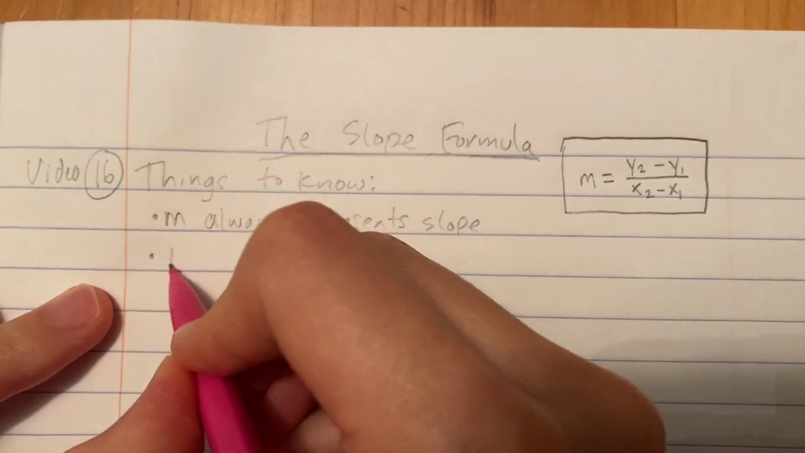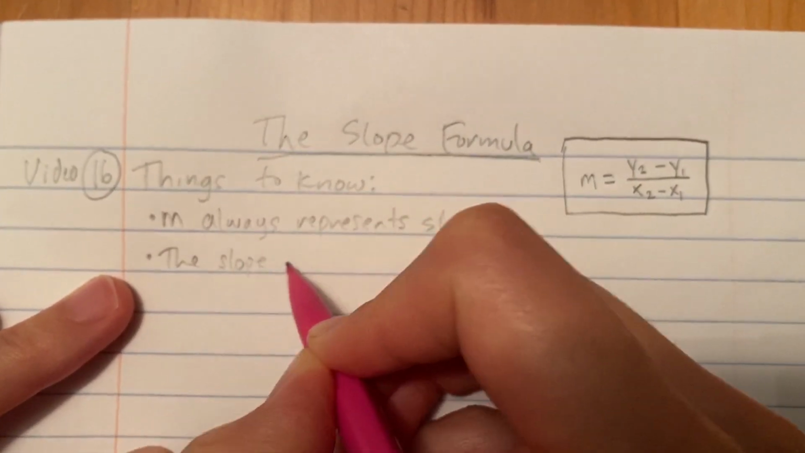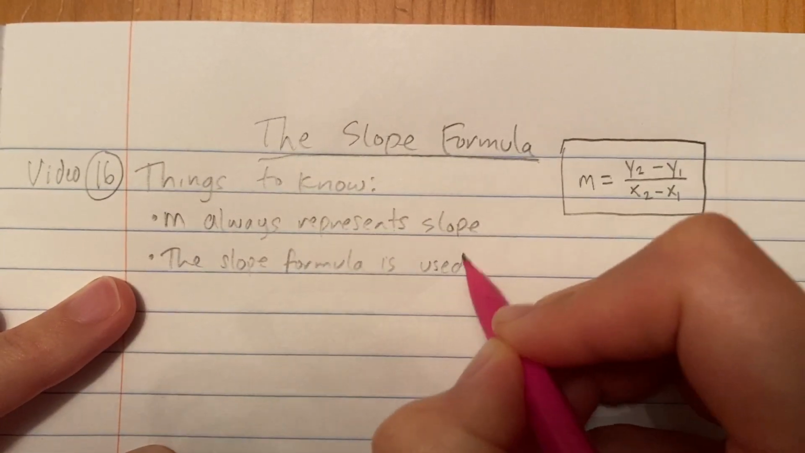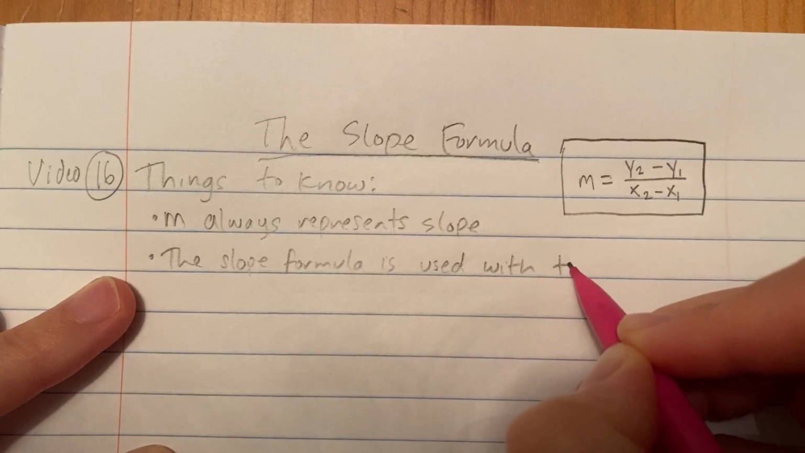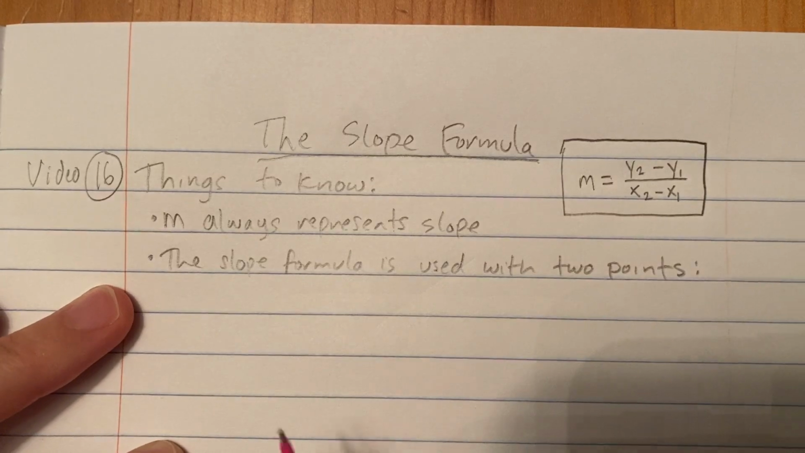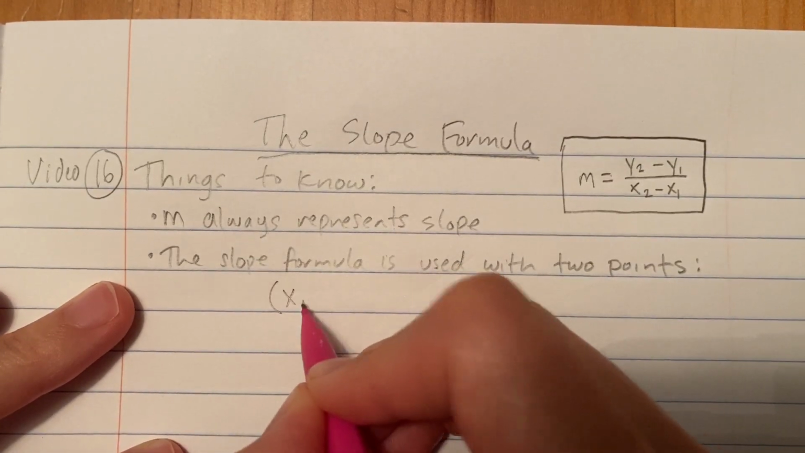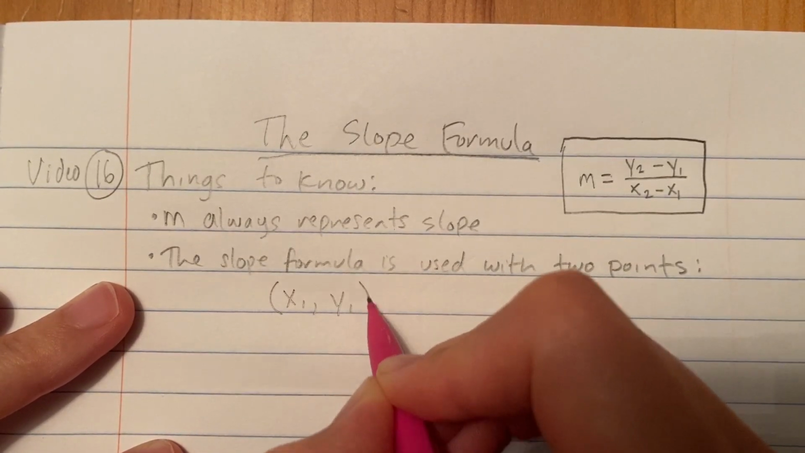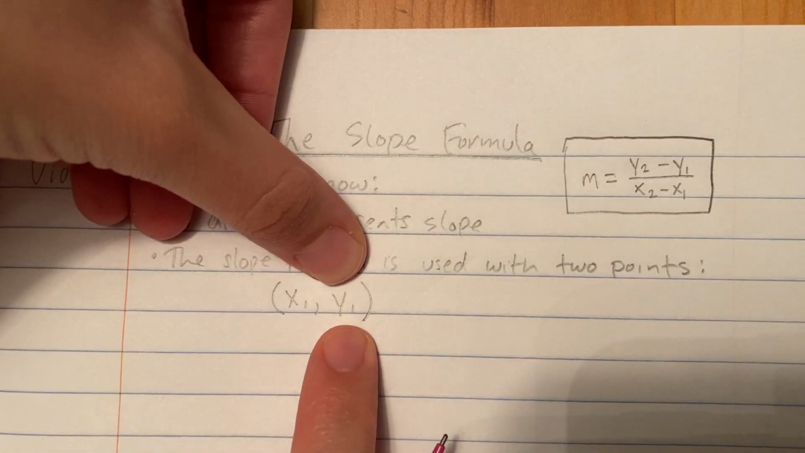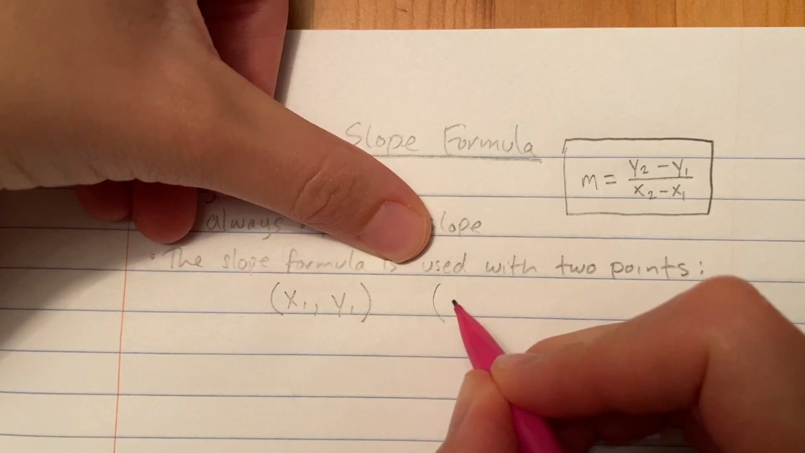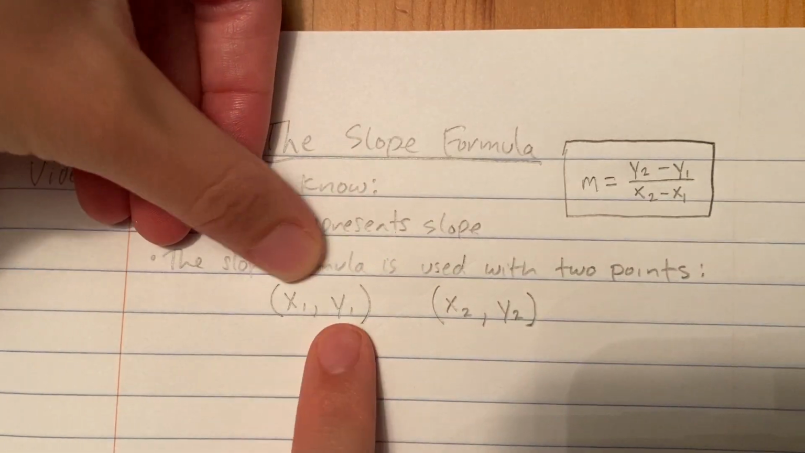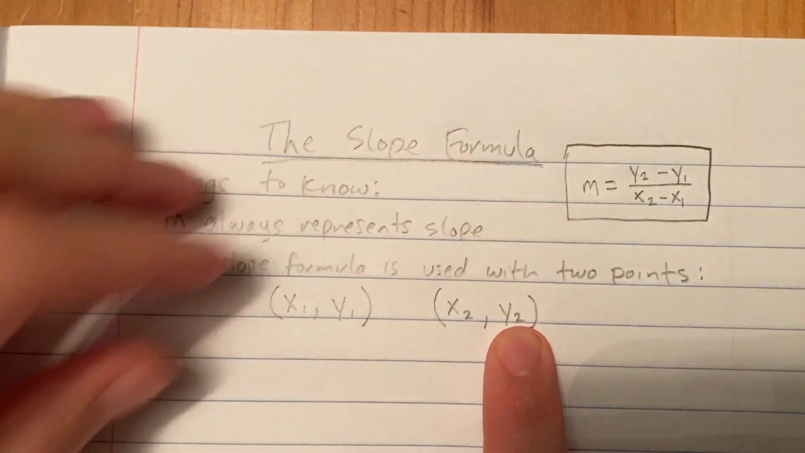Now, the way the slope formula is used is with 2 points. So if I'm given 2 points, then I call those points x1, y1. So that's going to be like a point, like 3, 5. 3 will be x1, 5 will be y1. And then the next point is x2, y2. So we have a point 1 with an x and a y, and a point 2 with an x and a y. That's how it's used.